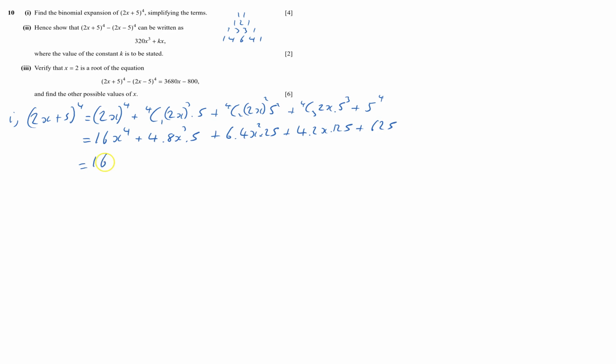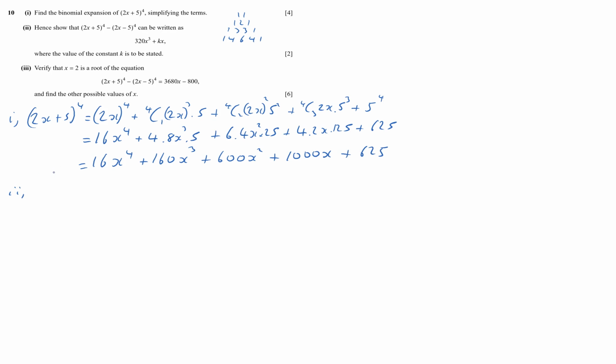And I can put that together: 16x to the power 4 plus 160x cubed, plus 600x squared, plus 1000x plus 625. 4 marks. Take your time.